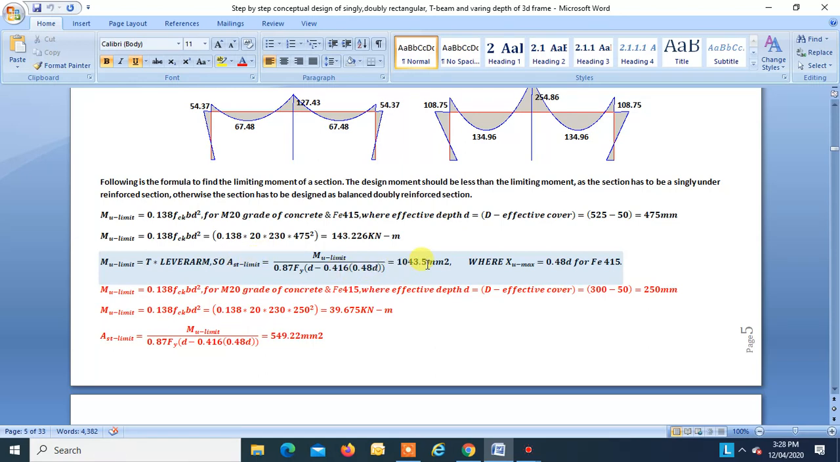Limiting AST, right? That is 1043.5 mm square. Similarly, limiting moment for the section 230 by 300. Over here the effective depth we have provided is 250, that is 300 minus 50. So MU limit is 39.675 and AST limit is found to be 549. This is for size section 230 by 300. This is for size section 230 by 525.